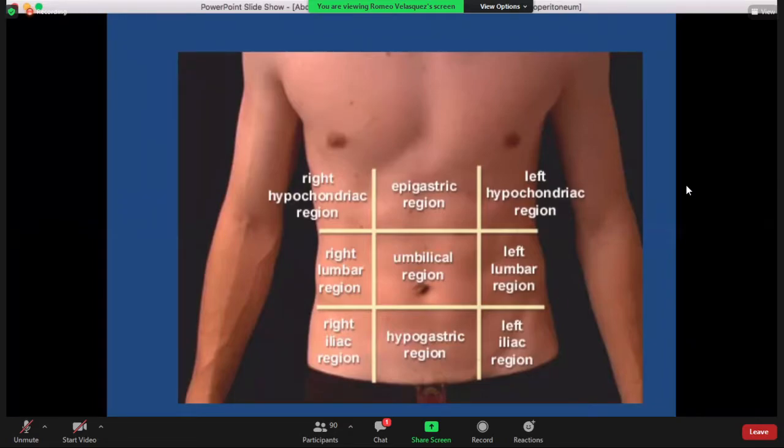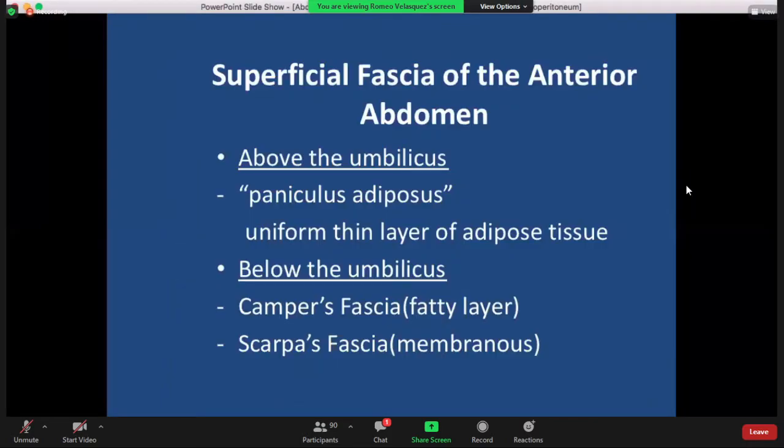Okay, you will see on the superficial fascia of the anterior abdomen. So this is the sequence by which you will see the structures during dissection. So superficial first. Obviously, you have to encounter the skin, subcutaneous tissue, and then going deeper, superficial fascia. Above the umbilicus, these are the terminologies. Panniculus adiposus is a thin layer of fat. Panniculus adiposus is simply a layer of fat.